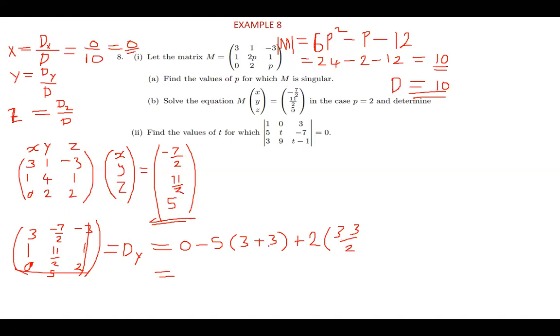33 over 2, and then minus 1 times negative 7 over 2. Since that 7 is negative, here it will be positive 7 over 2. So when you add this, you are going to get this 3 plus 3, you get 6 times 5, you get negative 30. And then here you're going to have 33 plus 7, you get 40.